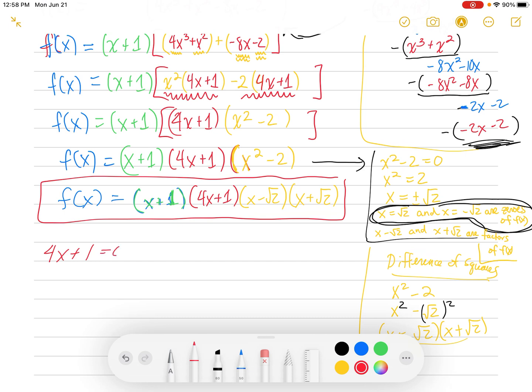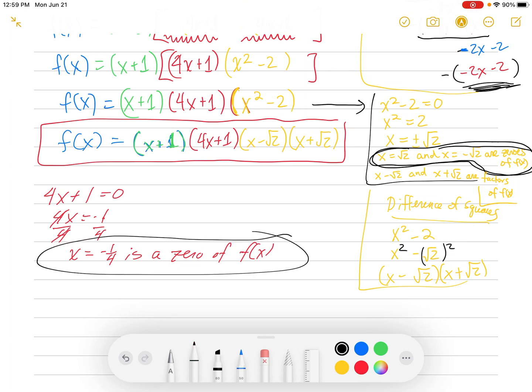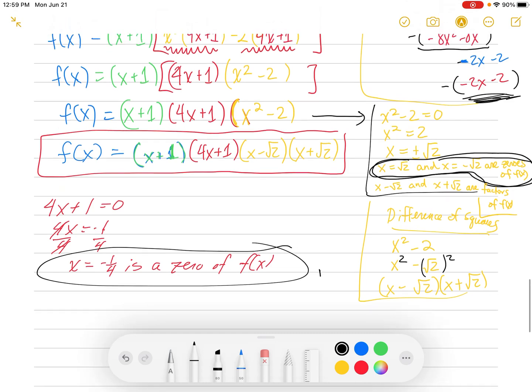So we're going to take 4x plus 1. That's one of our factors. Set it equal to 0 and solve for x. So we're going to subtract a 1 from both sides. And we're going to divide by 4. And we're going to get x equals minus 1/4 is a 0 of f of x. Okay, so we want to make sure we write down our zeros of f of x.